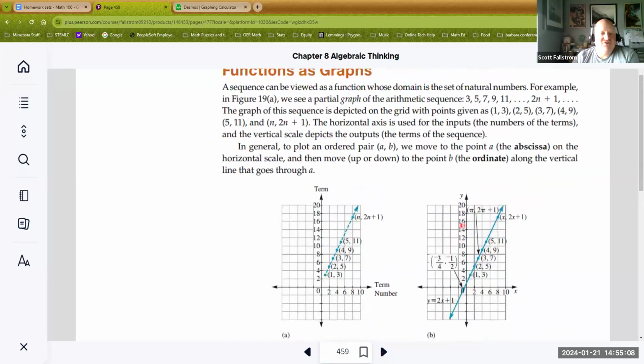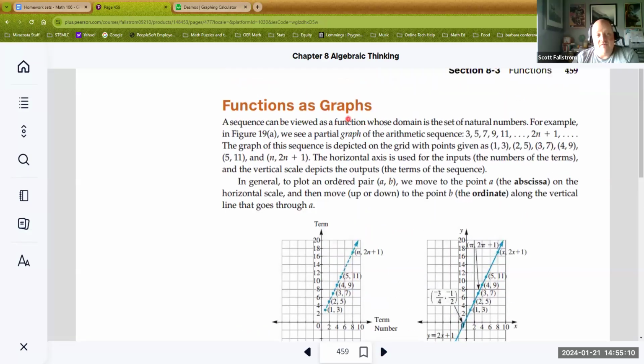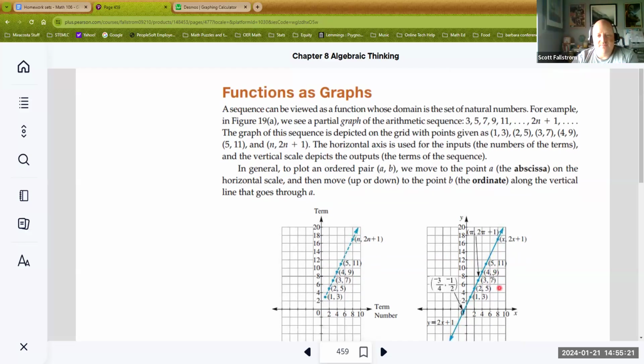And then they say, hey, let's do them as graphs. And again, what is a graph? It's a visual representation of the ordered pairs. That's all that it is. So when you have a graph, it's like a connection of all these ordered pairs.